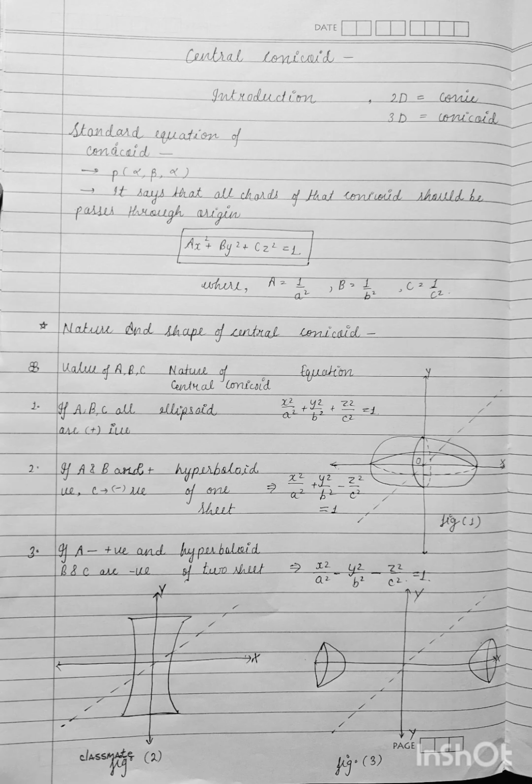It has a standard equation, that is Ax square plus By square plus Cz square is equal to 1, where capital A is equal to 1 upon small a square, capital B is equal to 1 upon small b square, and capital C is equal to 1 upon small c square.